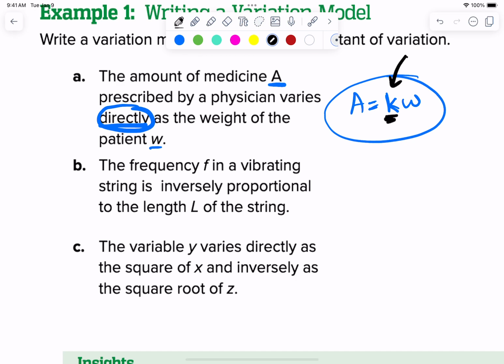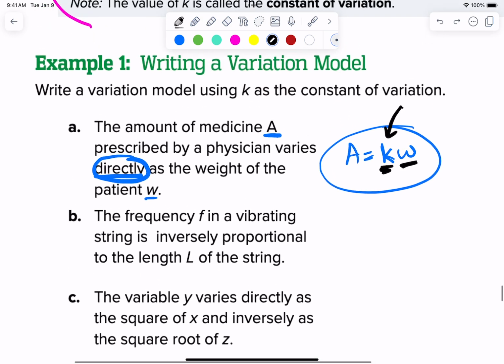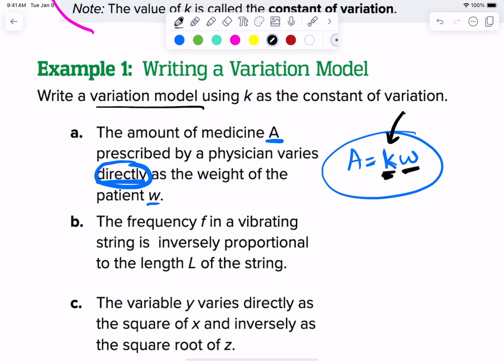So I take the dosage of the medication times the weight of the person to get the amount that I'm going to prescribe. Does that make sense? And K is whatever the dosage is, right? Okay? So that is the variation model. And then we could use values to go in and solve for K and things like that, right? But they're not going to have us do that yet, okay?